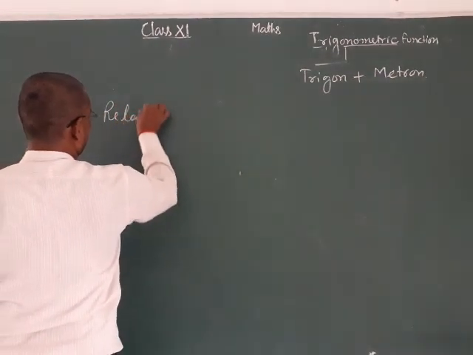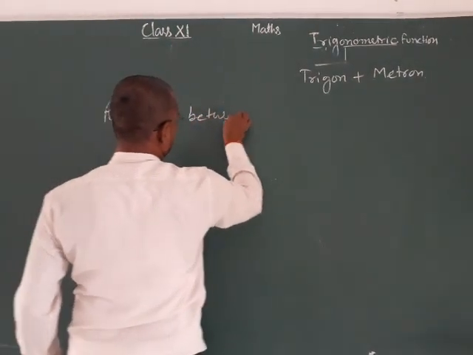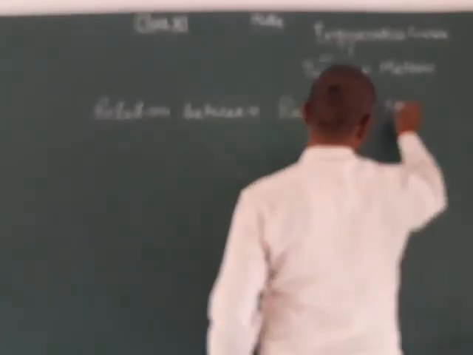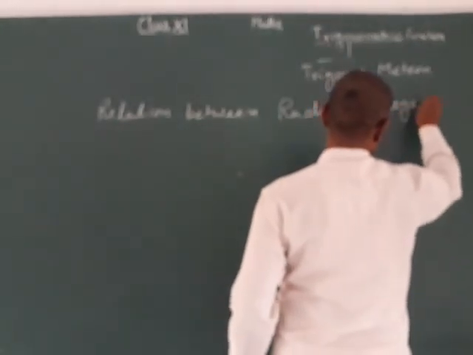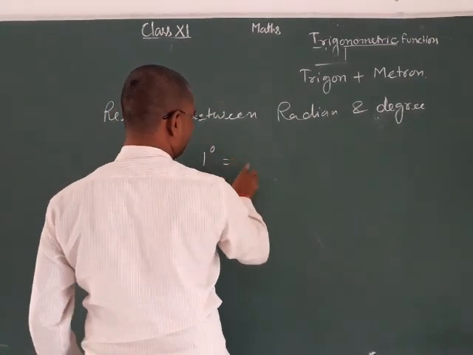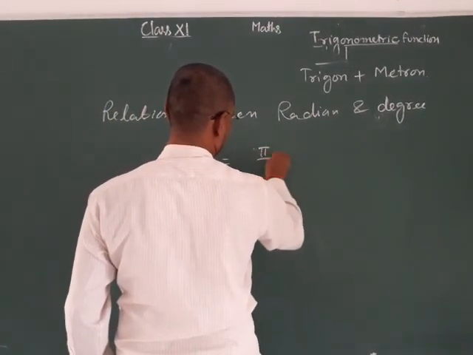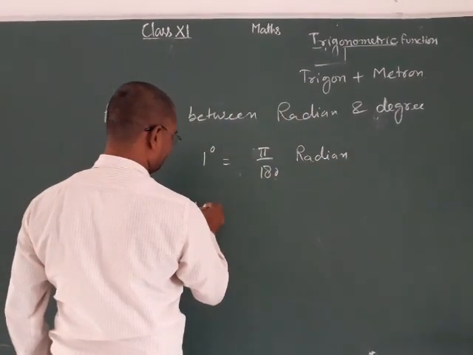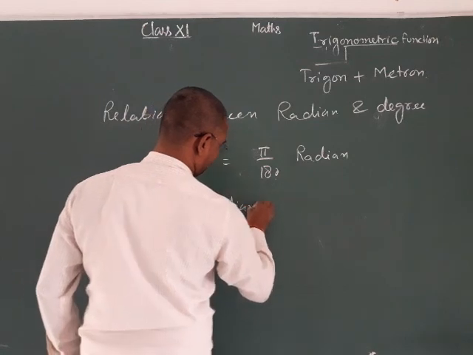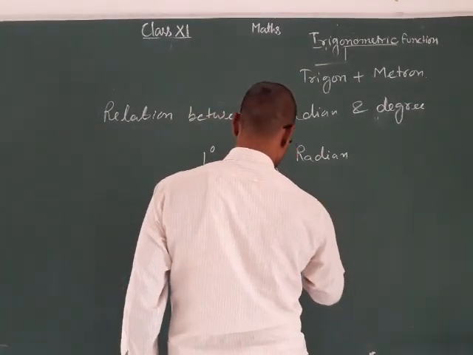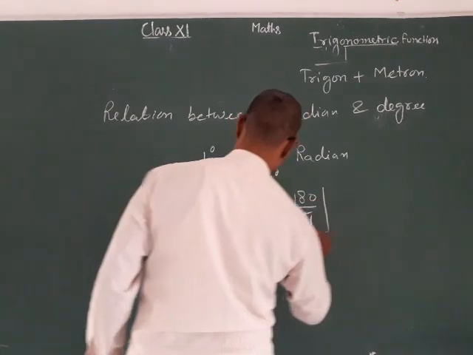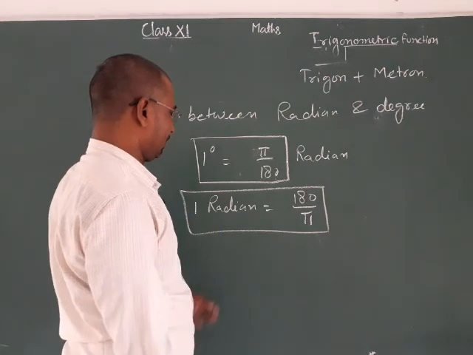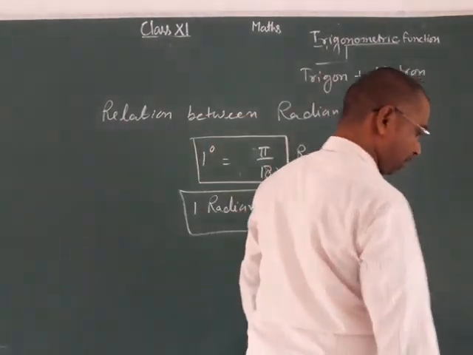Relation between radian and degree. 1 degree is equal to pi upon 180 radian, or 1 radian is equal to 180 upon pi degree.